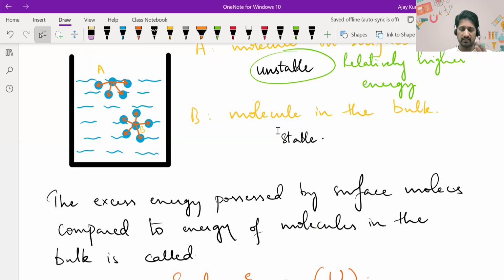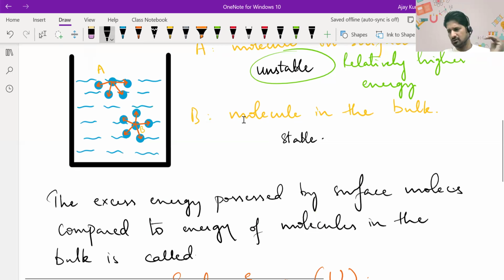where does this energy actually come from, or why are they unstable? Because they are surrounded by like molecules only on one side. What if they are surrounded only on one side? They will be having attractive forces. That force is the cause of this extra energy. So the stronger the attractive force between the liquid molecules, the stronger the surface energy. It depends on that factor as well. How to include that factor, you will understand after we discuss surface tension.